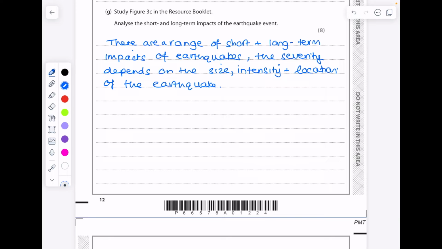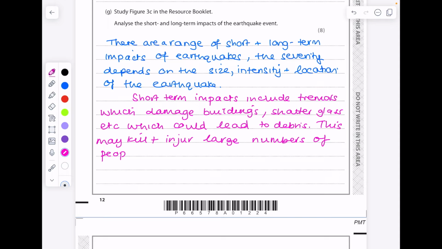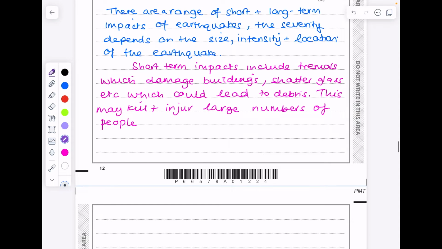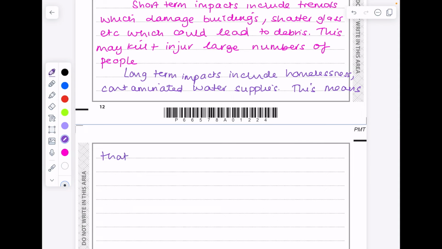So we'll start with general statements about short-term impacts, include tremors, which damage buildings, shatter glass, etc., which could lead to debris. This may kill and injure large numbers of people. Long-term impacts now include homelessness, contaminated water supplies. This means that a government will need to spend lots of money fixing these issues.